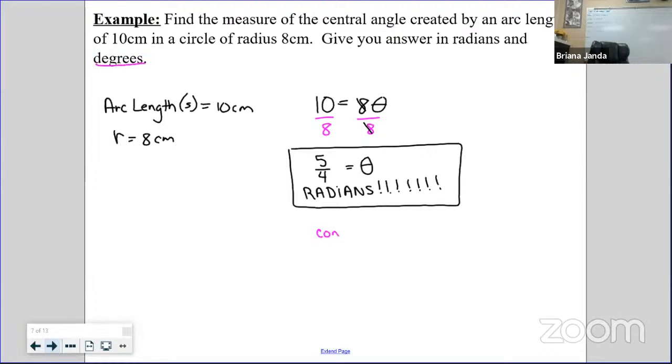Then follow your converting, because it did also ask us to find our answer in degrees. So now convert to degrees to answer that part of it. Okay, so we right now have an angle of 5 over 4. Converting to degrees, we use the fraction 180 over pi. Can I cross off a pi in this one? No, which means I'm going to type it in and get an ugly answer, and that's okay. So type in 5 over 4 times 180 divided by pi.